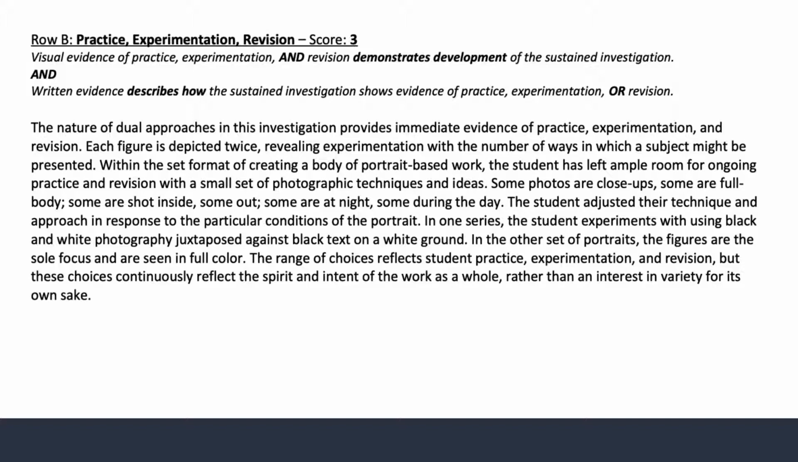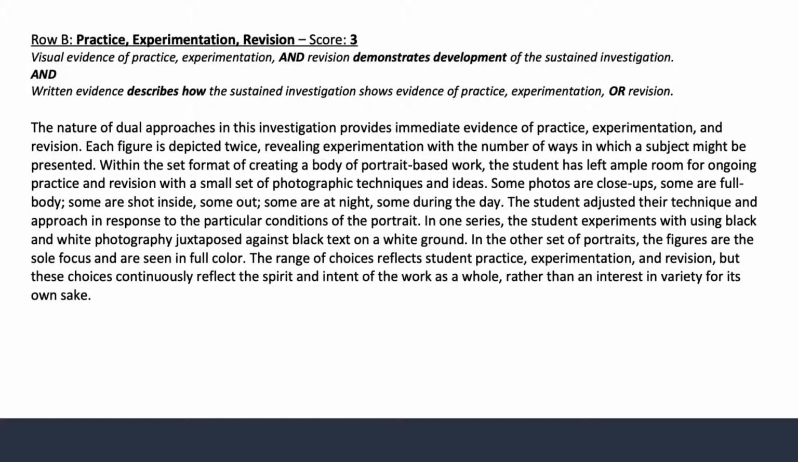That naturally was showing evidence of practice, experimentation, and revision because they were photographing the same person in 2 different ways. Each figure is depicted twice, revealing experimentation with the number of ways in which a subject might be presented. Within the set format of creating a body of portrait-based work, the student has left ample room for ongoing practice and revision with a small set of photographic techniques and ideas.